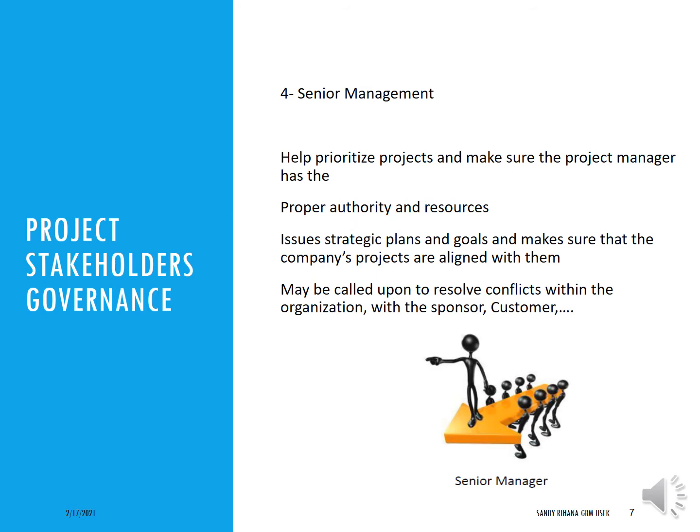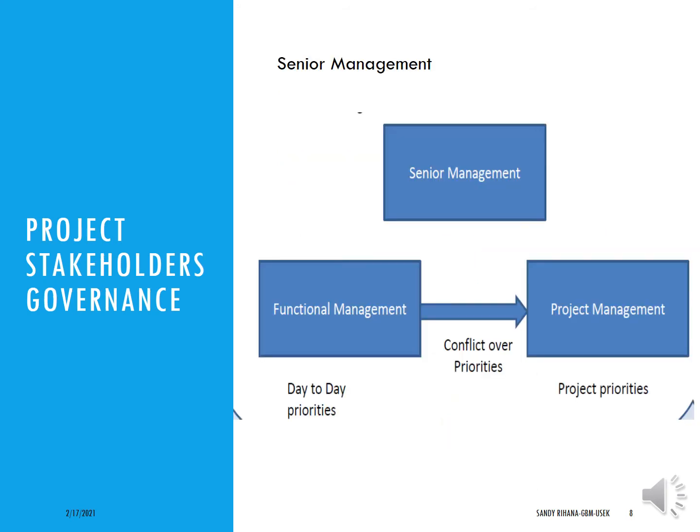The fourth type of stakeholder is senior management. The management in general prioritizes projects and makes sure that the project manager has the proper authority and resources. He is the one who issues strategic plans and goals and makes sure that the company's projects are aligned with them. He may be called upon to resolve conflict within the organization with the sponsor, with the customer, or with the different managers. So here we have an example of a senior management role.